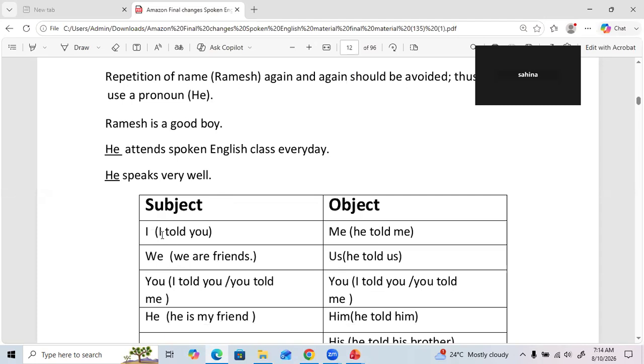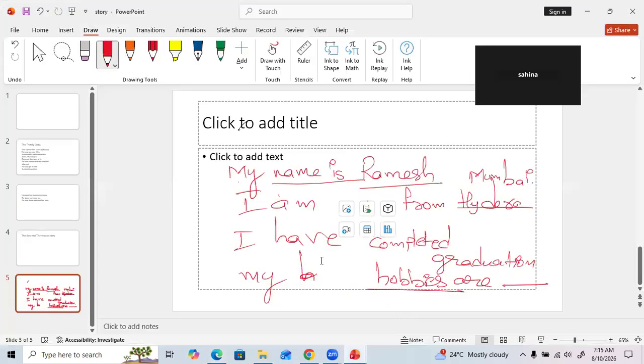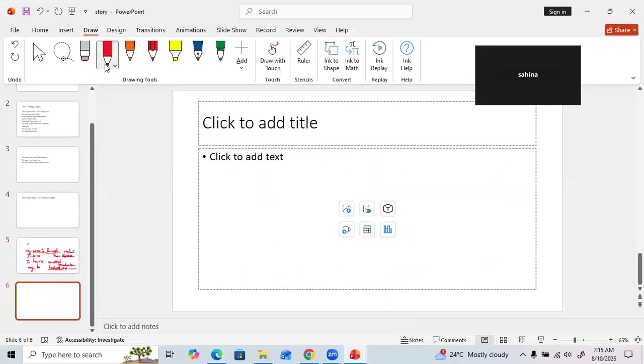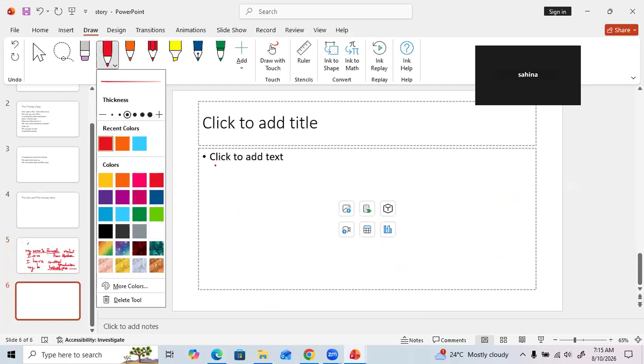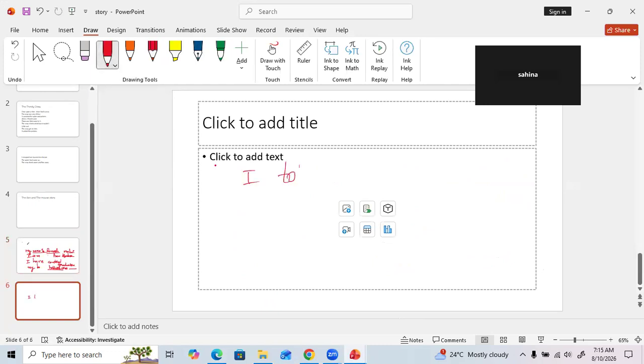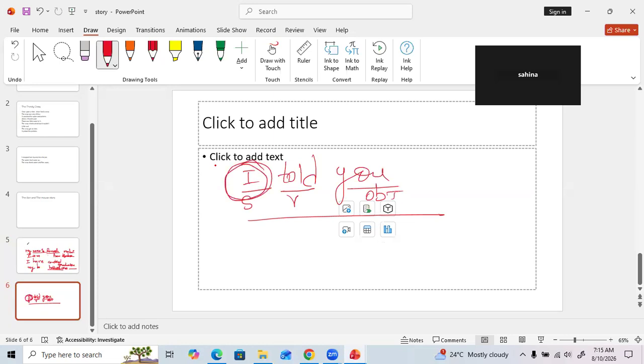Why? For example, let me take this example here again. If I say, I told you, what is the subject here? I is the subject. Told is the verb and you is the object. Fine. Subject, verb and object. Now, if you further see here, I is the subject and I is also pronoun. In the same way, you is the object, you is also pronoun.